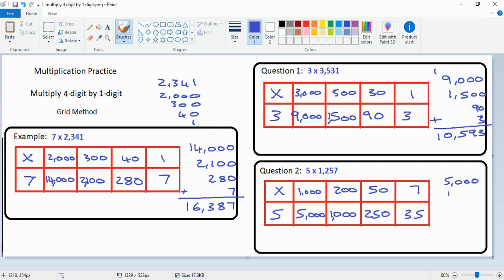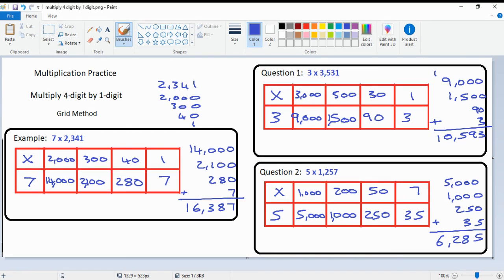Copy the numbers 5,000, 1,000. Forgot the little comma. 250. Try and line them up as best as you can. 35. Okay, 0 plus 0 plus 0 plus 5. 0 plus 0 plus 5 plus 3 is 8. 0 plus 0 plus 2 is 2. A little comma between the hundreds and the thousands. 5 plus 1 is 6. That's 6,285. So make up some questions of your own and see if you can solve them. Okay, good luck.